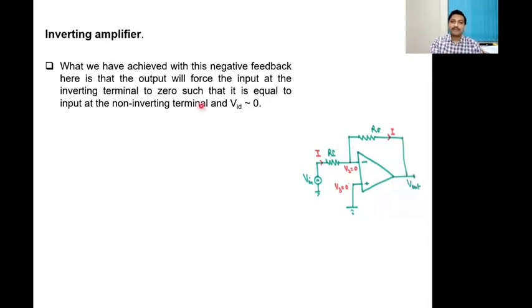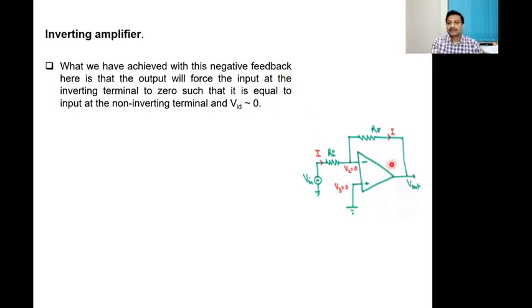So what we have achieved with this negative feedback is that the output will force the input at the inverting terminal to 0, such that it is equal to the input at the non-inverting terminal and VID is close to 0. When we said that VID becomes close to 0, what that means is V2 becomes very, very close to V3. And since V3 is 0, the signal at terminal 2 should also be close to 0. And that's what the negative feedback has helped us achieve.